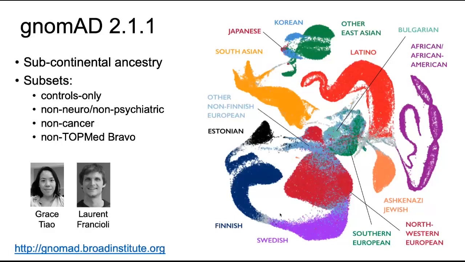But basically, in this data set, we've been able to look at not just ancestral diversity at a continental level, but also at a subcontinental level. Within Europeans, we were able to distinguish Northwest Europeans from Southern Europeans, from Swedes, from Finns, from Estonians. And within East Asians, we've distinguished some Japanese individuals from Koreans, as well as the other East Asian cluster. We've also released subsets of this data set.